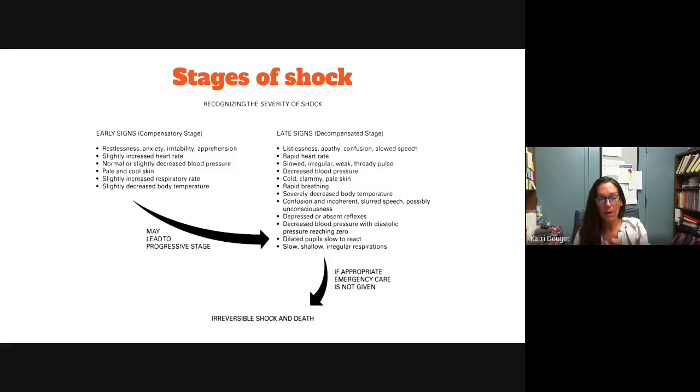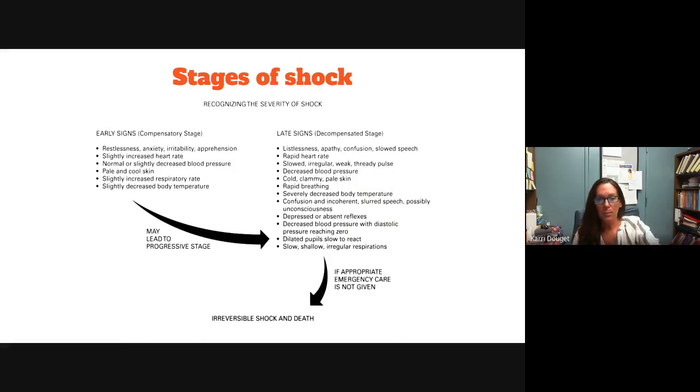If they have a radial pulse, I have end organ perfusion so that I know the body's not shunting. So it's really easy. Reach down and feel a pulse on your patient at the radial. Is it still there? Is it still the same condition as whenever you got there, right? If it's strong and bounding, then I know that the body's not shutting down organ systems and they're still compensating. All right. If you look in the decompensatory stage, the late signs, as you can tell, the first one is listless, apathy, confusion, slowed speech, right?